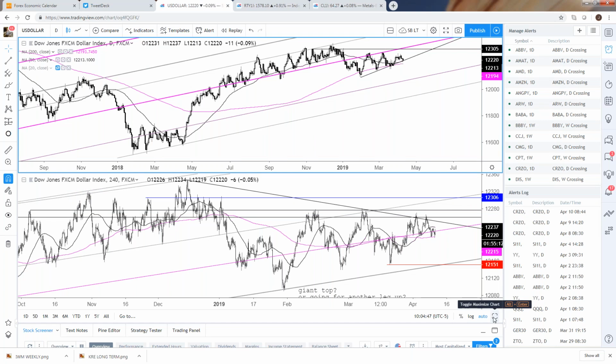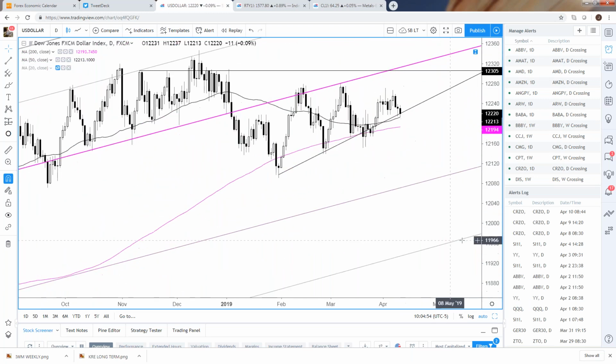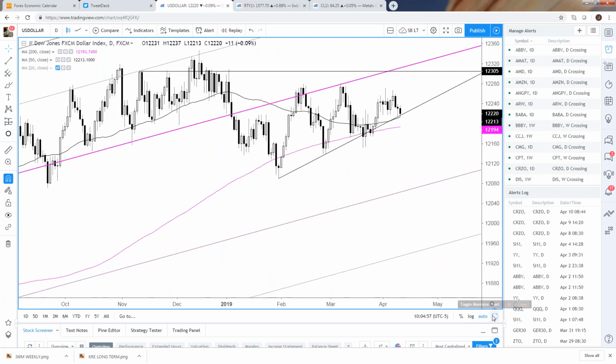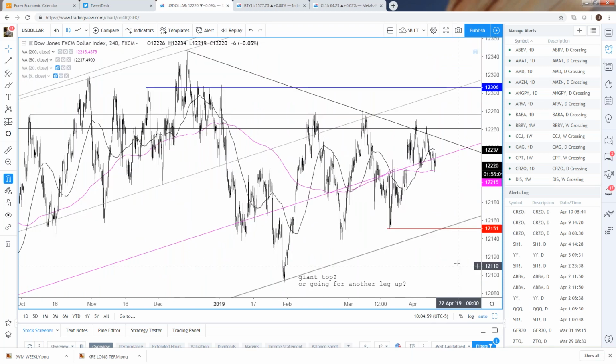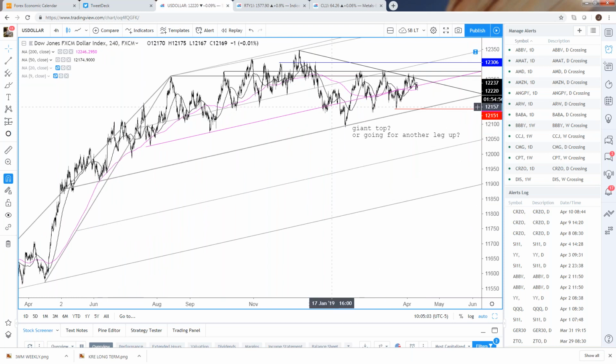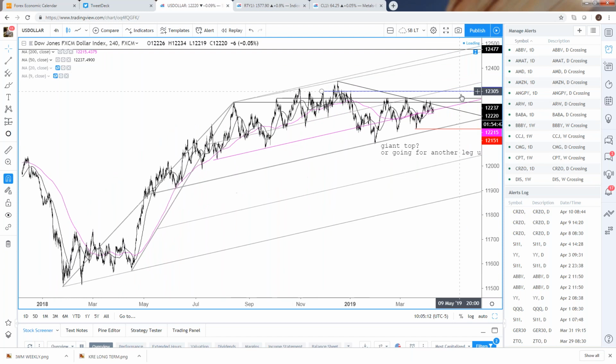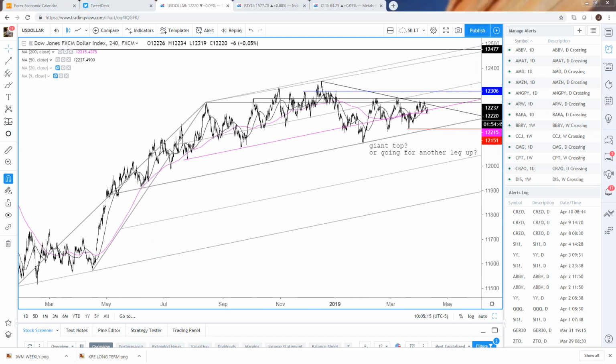So we've got, for the umpteenth time, US dollar. We're on support, and hate to say it, but nothing's changed here, folks. Giant top, or going for another leg. We've got setups to play both, frankly. So you'll see that as we get into the different dollar pairs.